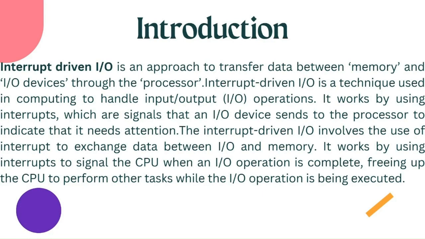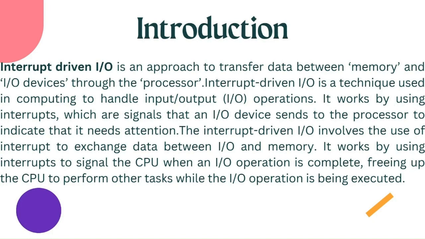Interrupt input output provides a more efficient approach by using hardware interrupts to notify the CPU when an input output operation is complete. This allows the CPU to perform other tasks while the input output operation is in progress. The hardware interrupt is a signal sent by the input output device to the CPU when the input output operation is complete. When the CPU receives the interrupt, it stops what it is doing and switches to a special routine called an interrupt handler. The interrupt handler is responsible for handling the interrupt and completing the input output operation.